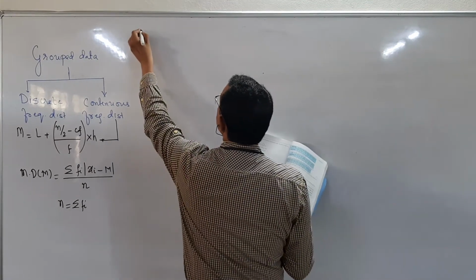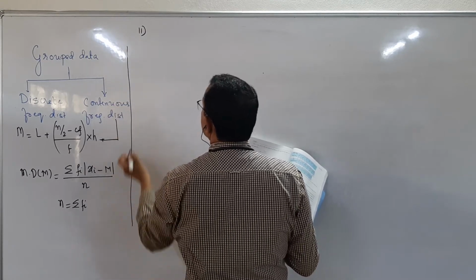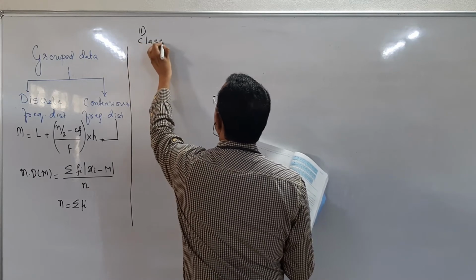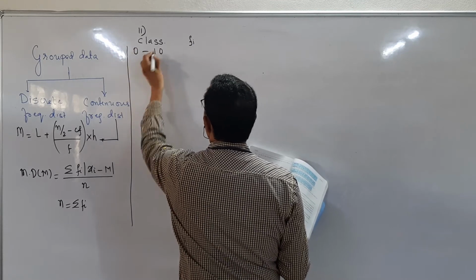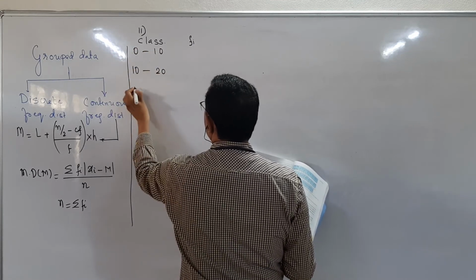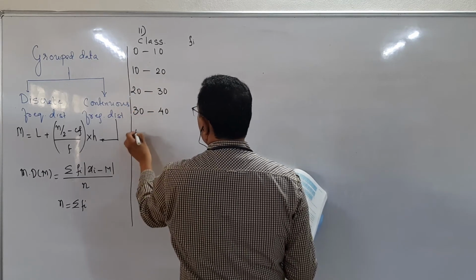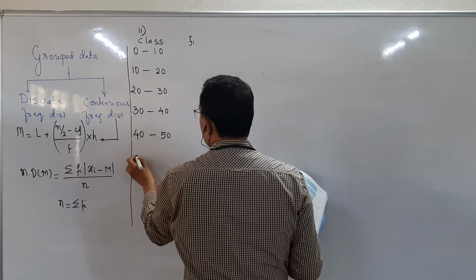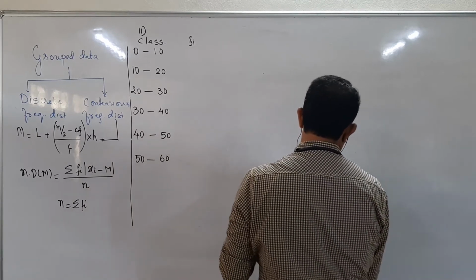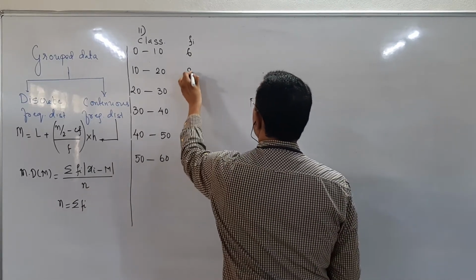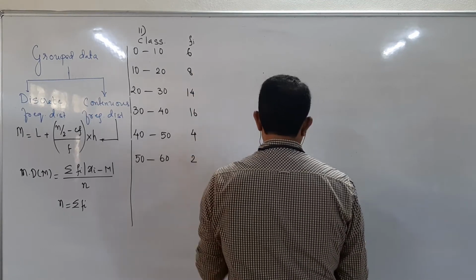Now, sum 11. We start with classes and then frequencies: 0 to 10, 10 to 20, 20 to 30, 30 to 40, 40 to 50 and 50 to 60. Corresponding frequencies are 6, 8, 14, 16, 4 and 2.